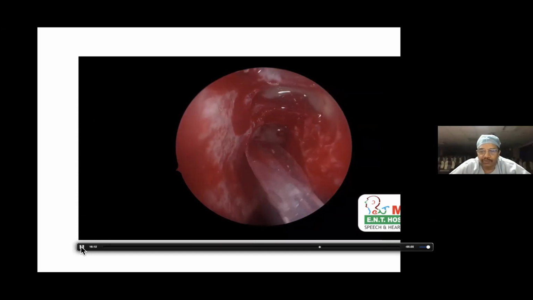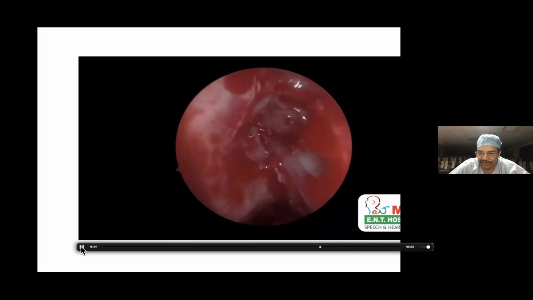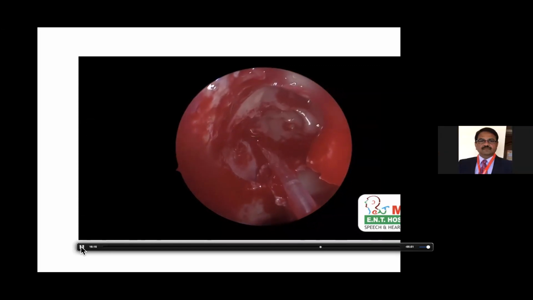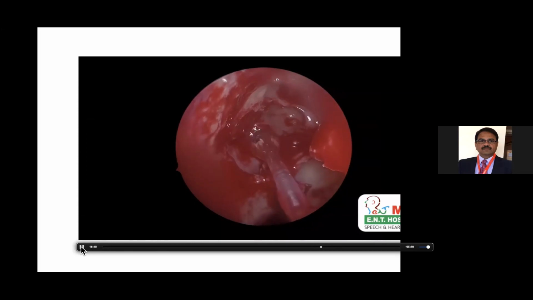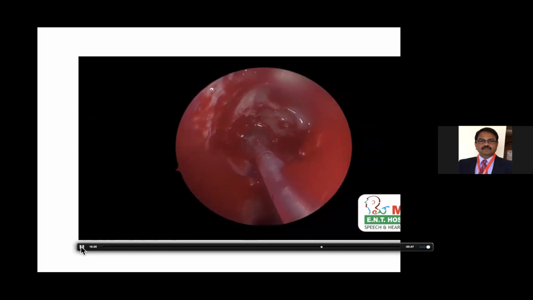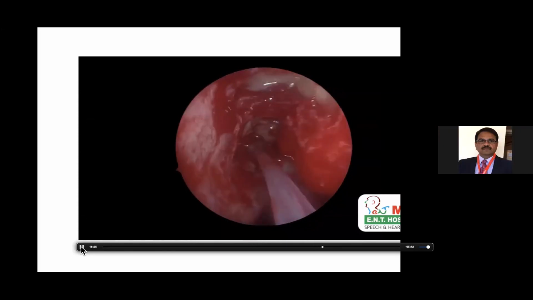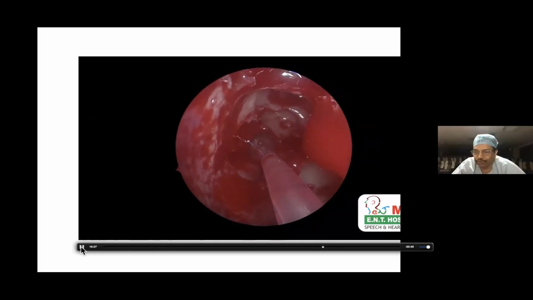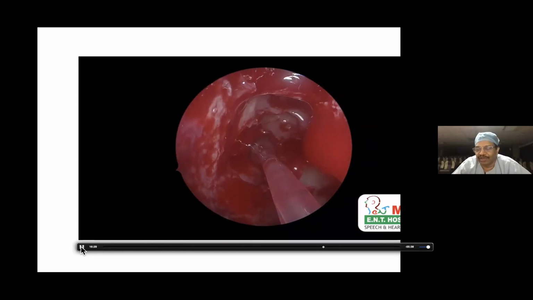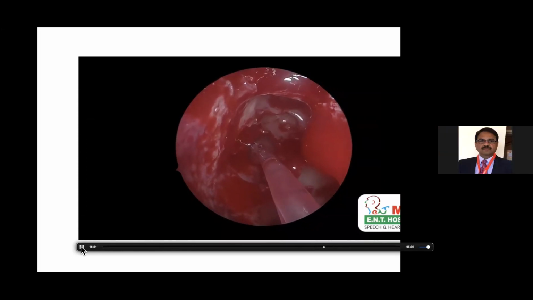So what I'm doing, I'm putting a balloon inside. This is a 7 millimeter balloon. Very good demonstration. Now, if I use the routine instruments, I will be preserving the ostial mucosa.